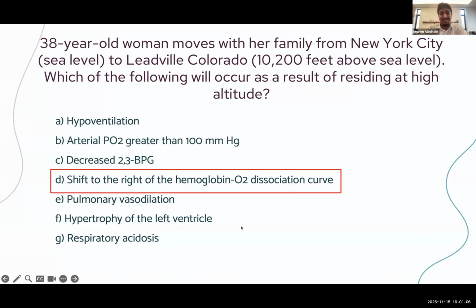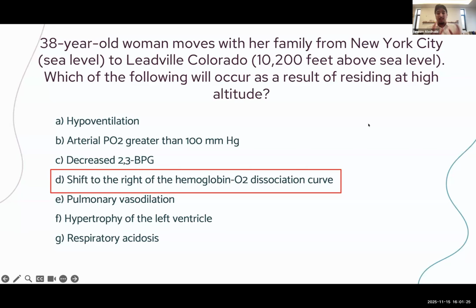Great job, you guys. Yes, that is correct. There will be a shift to the right of the hemoglobin oxygen dissociation curve. And I want to sit down and discuss the hemoglobin oxygen dissociation curve for a while with you guys because it is very important. And also, there are many ways to ask questions about this.